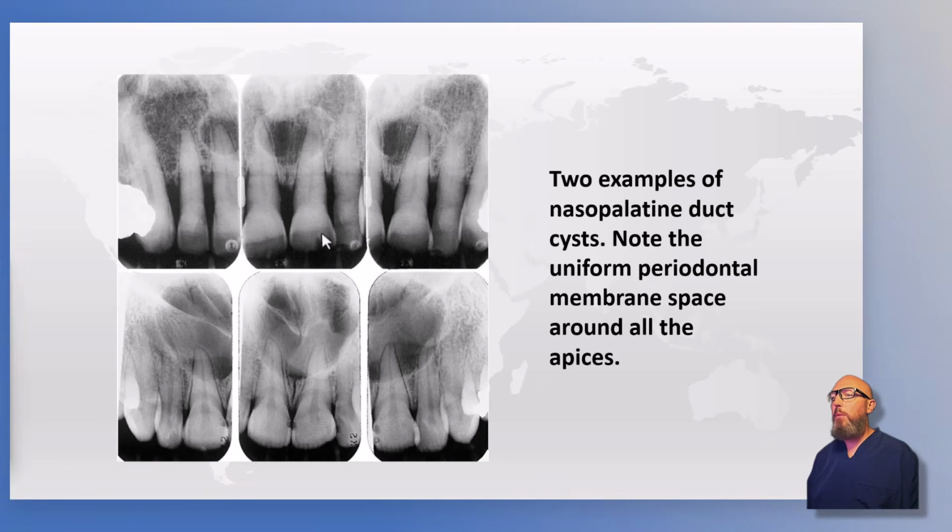And then I want to point out one very important thing. On all of these, no matter how big it gets, look at the PDL space. That remains intact and continuous. That's one hint that this isn't a periapical lesion, because in most cases you see a radiolucency of the apex, and that can progress into a larger lesion, potentially a periapical cyst. And keep that in mind, that differentiates periapical cysts from a lot of these other things that we've talked about, OKC, ameloblastoma, lateral periodontal cyst.